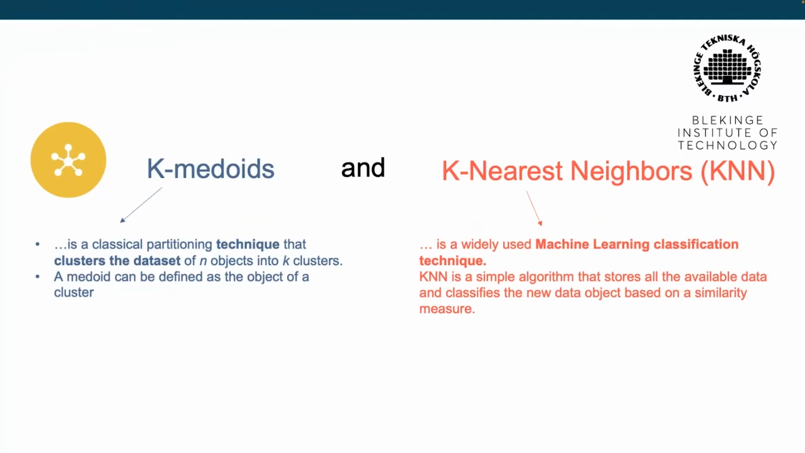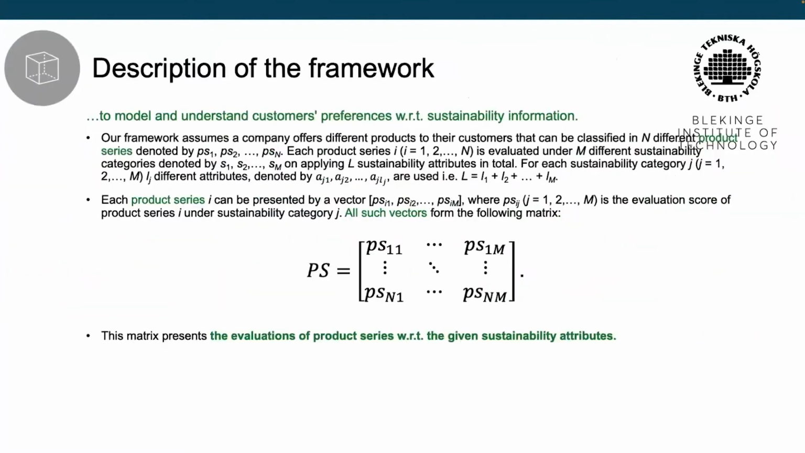First of all, there are two techniques that I want to highlight. One is K-medoids, which is a clustering technique that we use to partition the data set. And also KNN, nearest neighbors, is a machine learning classification technique that we have also used. Then the coming three slides talk about how we define the framework for this clustering.